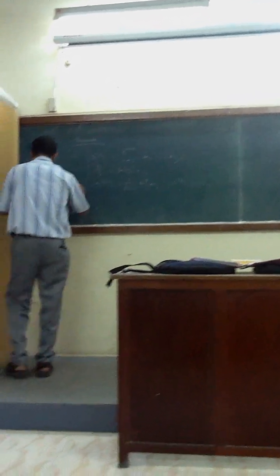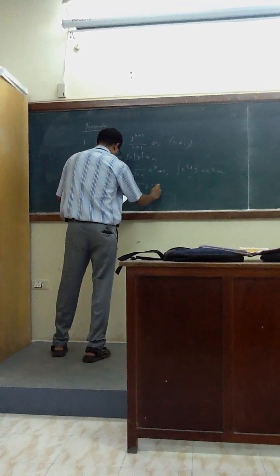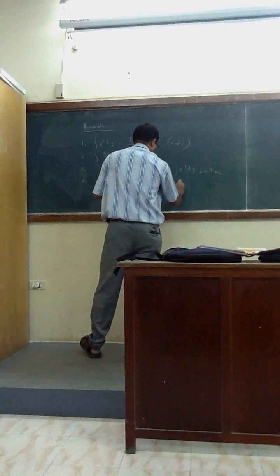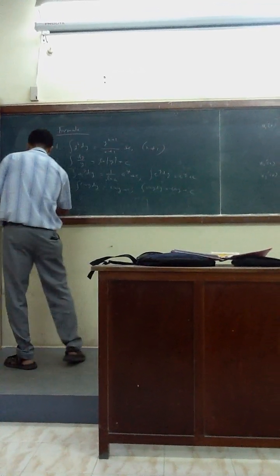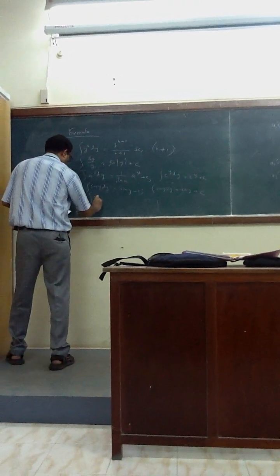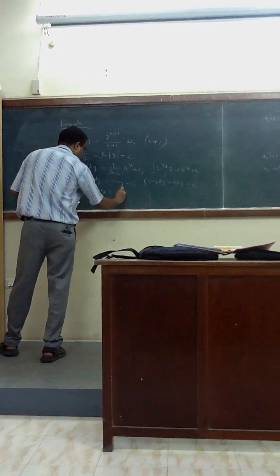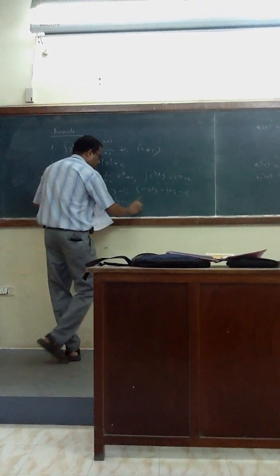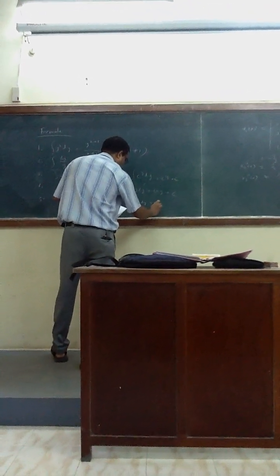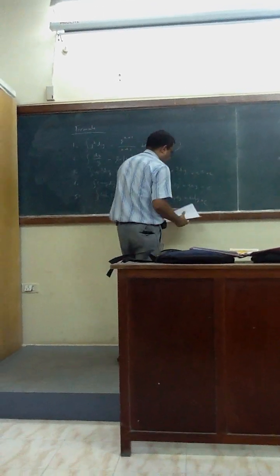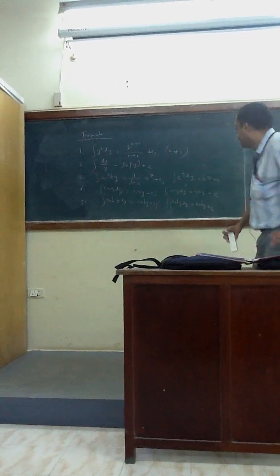Number 4, integral cos y dy is sin y plus c, and similarly integral sin y dy equals minus cos y plus c. Number 5, integral cosh y dy is sinh y plus c, and integral sinh y dy is plus cosh y plus c. There is a difference here: minus cos, and plus cosh. Check with the formula so that you can appreciate it better.